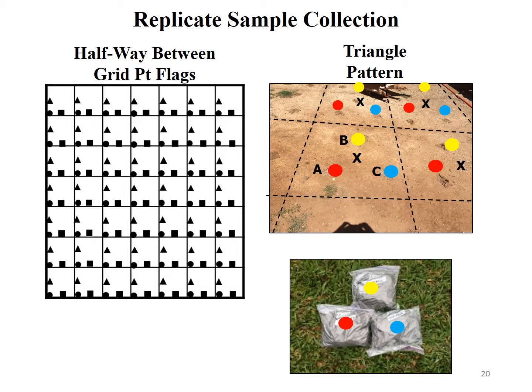On the right, the DU has been separated into a grid pattern with the total number of grids equal to the number of increments targeted to be collected. So that would be anywhere from 30 to 100 increments or grids for the DU. Within each of those grids, the three replicate samples are distributed in a triangular pattern equidistant from each other within that grid.